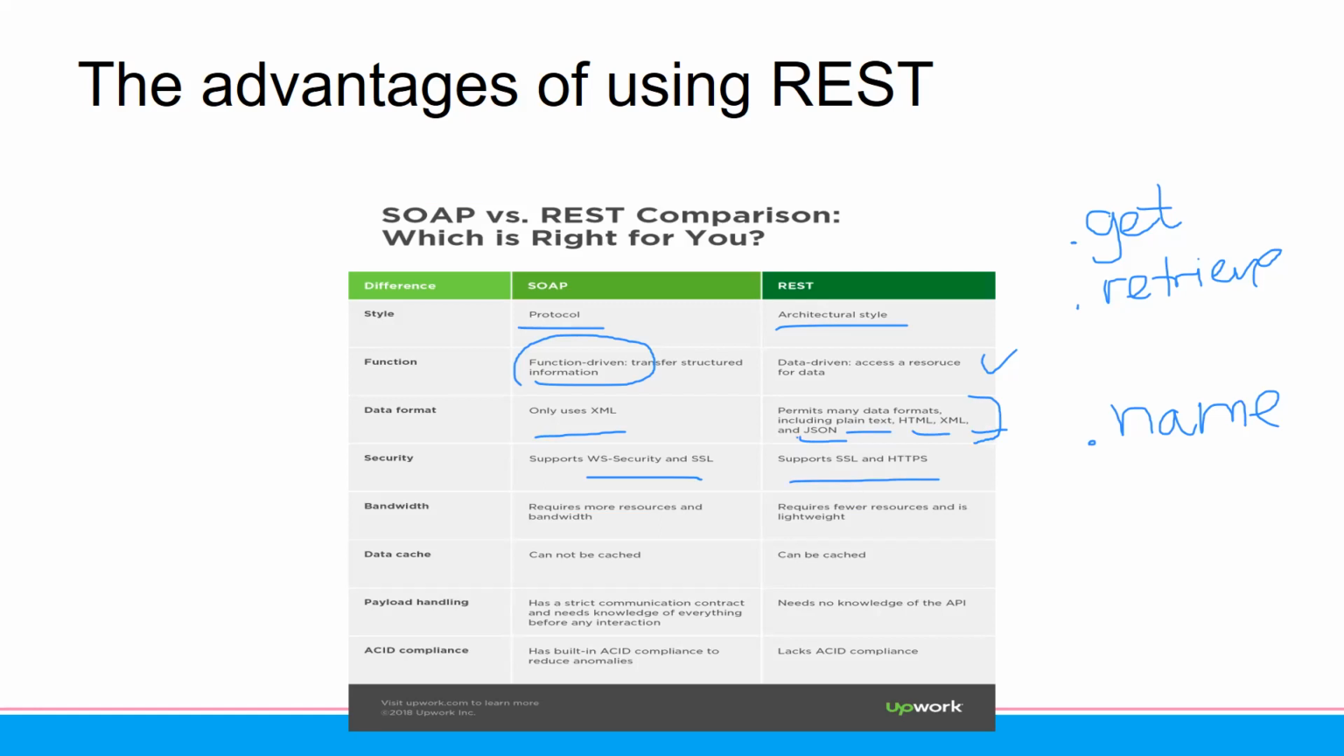And bandwidth, I'm not an expert in this domain, but some experts mentioned that SOAP requires more resources and bandwidth. But the REST API is lightweight, so you can use fewer resources, whereas SOAP data cannot be cached. Caching means storing data on the client computer. But in the REST API, you can cache, so you can put it in any device. Yeah, and so on.